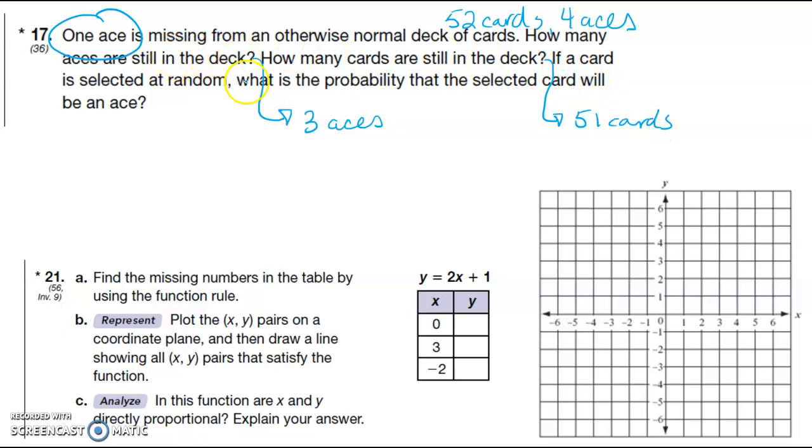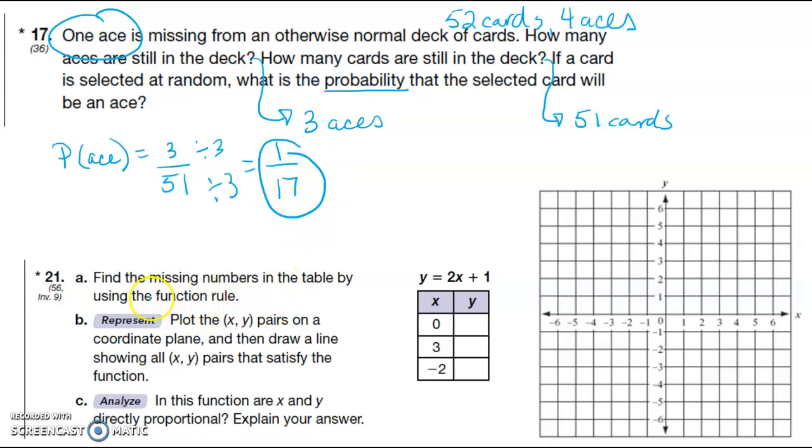If a card is selected at random, what is the probability that the selected card will be an ace? So probability of an ace is going to be 3 over 51. Let's see, is 51 divisible by 3? It is. So we can reduce this. Divide by 3, divide by 3. I get 1 over 17.